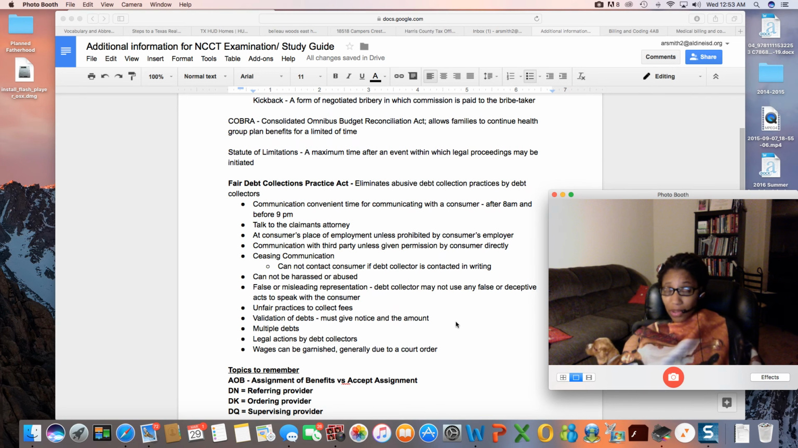You can have multiple debts, so you can have multiple debt collectors call you. Legal actions can be taken by debt collectors, meaning they can sue you for their money eventually. Wages can be garnished, generally due to a court order, and that's when it's really, really bad. You must owe a lot of money. And I hope none of you ever have to go through this or put yourselves in this type of situation.